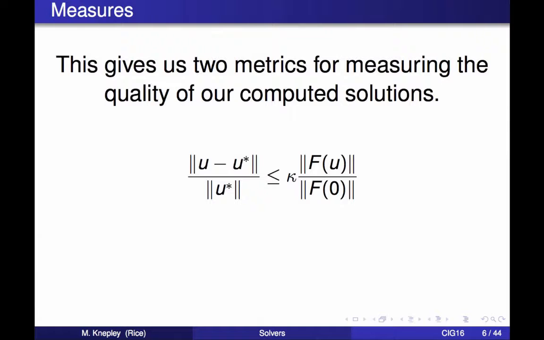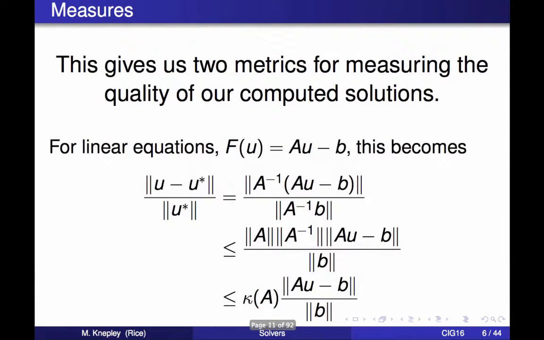I'm going to normalize the error by the norm of the true solution. I'm going to normalize the right-hand side by just the general scale of the problem. What do I get for f of 0? And it turns out in the linear case, you can relate these because the form of the equations is so simple. And just by some manipulation, you come up with this bound.